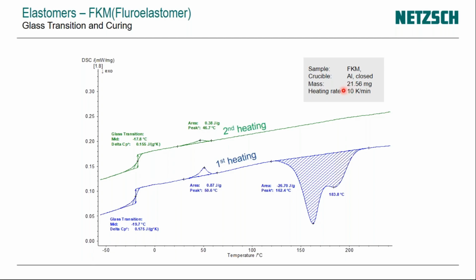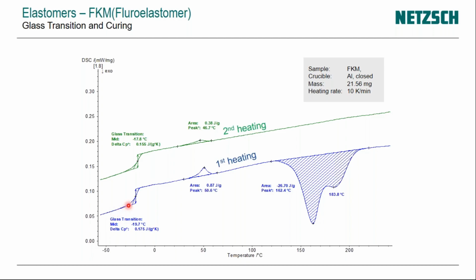Now, in this, we have a temperature scale on the x-axis and the DSC in milliwatt per milligram on the y-axis. You can see it. When we heat the sample, we basically perform the first heating and the second heating to study the curing behavior of this particular material.